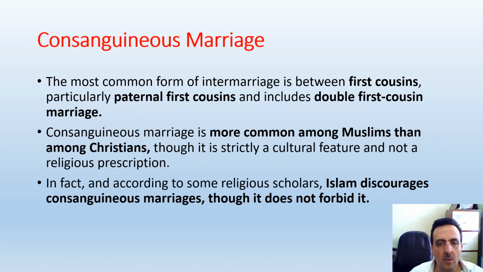Consanguinity actually happens between first cousins, mainly paternal first cousins, and sometimes it might be more complicated than this. It might be double first cousins, where the fathers might be brothers and the mothers are sisters as well. The grandfathers might be brothers or cousins too, which makes practicing clinical genetics here in the region so complicated.